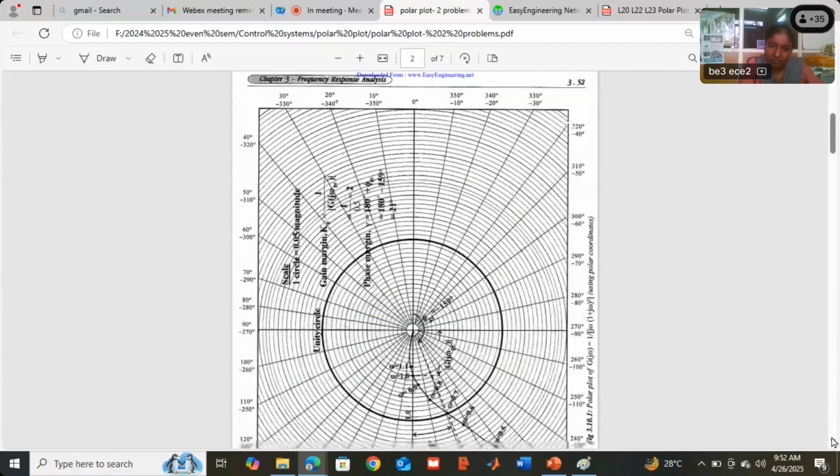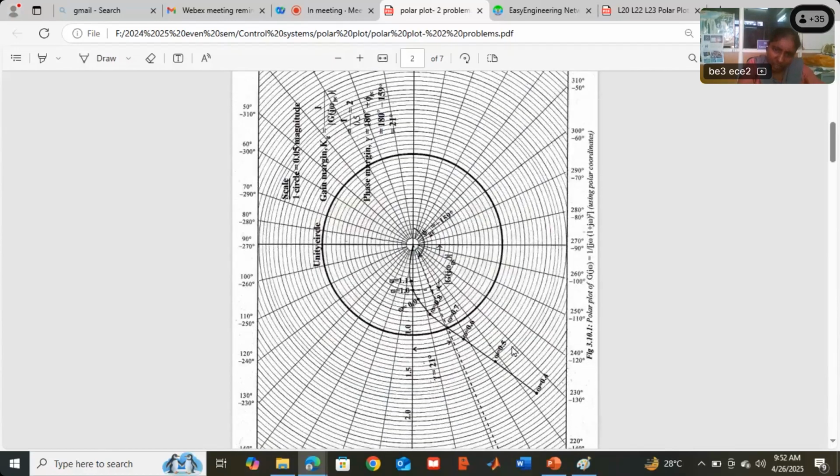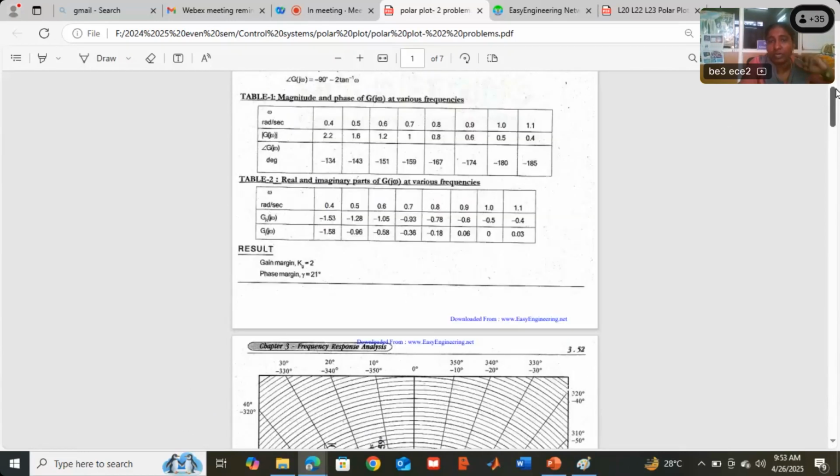In the graph, these are omega values. Omega values are different. Omega equal to 0 at the starting point, omega equal to infinite at the ending point of the polar plot. But circles are different. This is the 1.0 circle, so you have to take the inner circle. I will make it more clear.